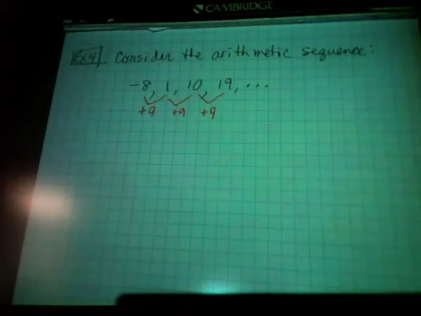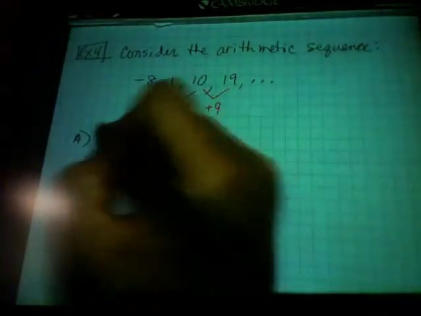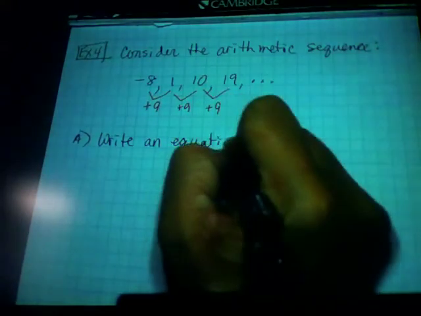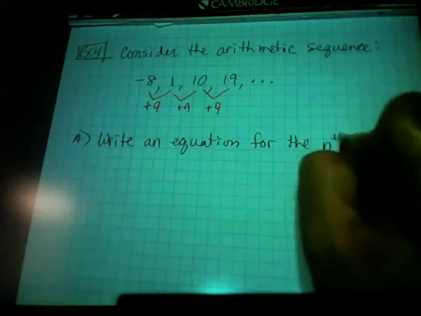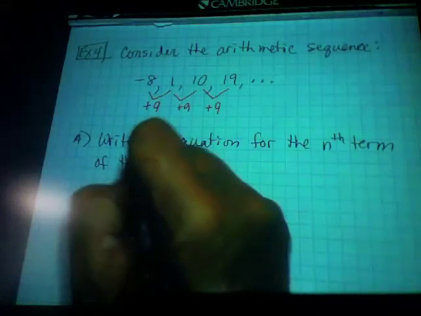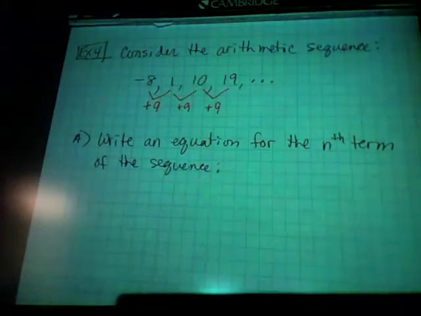So the very first question I'm going to ask you on this, part A, it's got 2 parts to it. First thing I want you to do is write an equation for the nth term of the sequence. So this is going to be an equation specific to this sequence. So that if I asked you, well, find the 52nd term, find the 100th term, find the 5,000th term, you'd use the same formula each and every time.